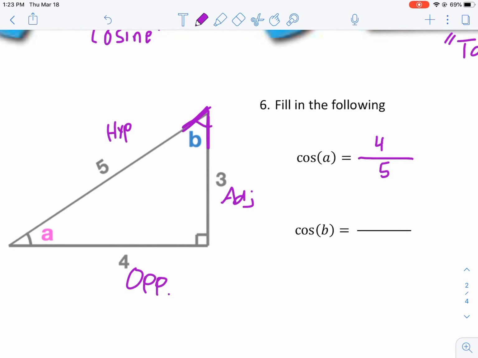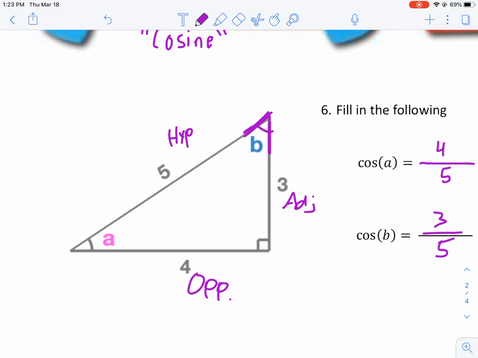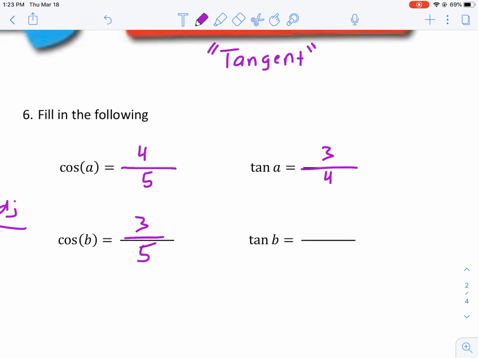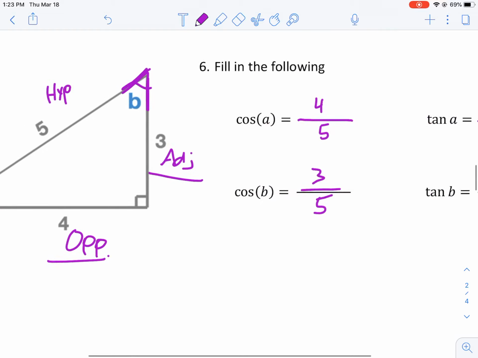So if we wanna do cosine of B, that's adjacent over hypotenuse, so that's 3 over 5. And then next, we have tangent of B, which is opposite over adjacent, so that would be 4 over 3.